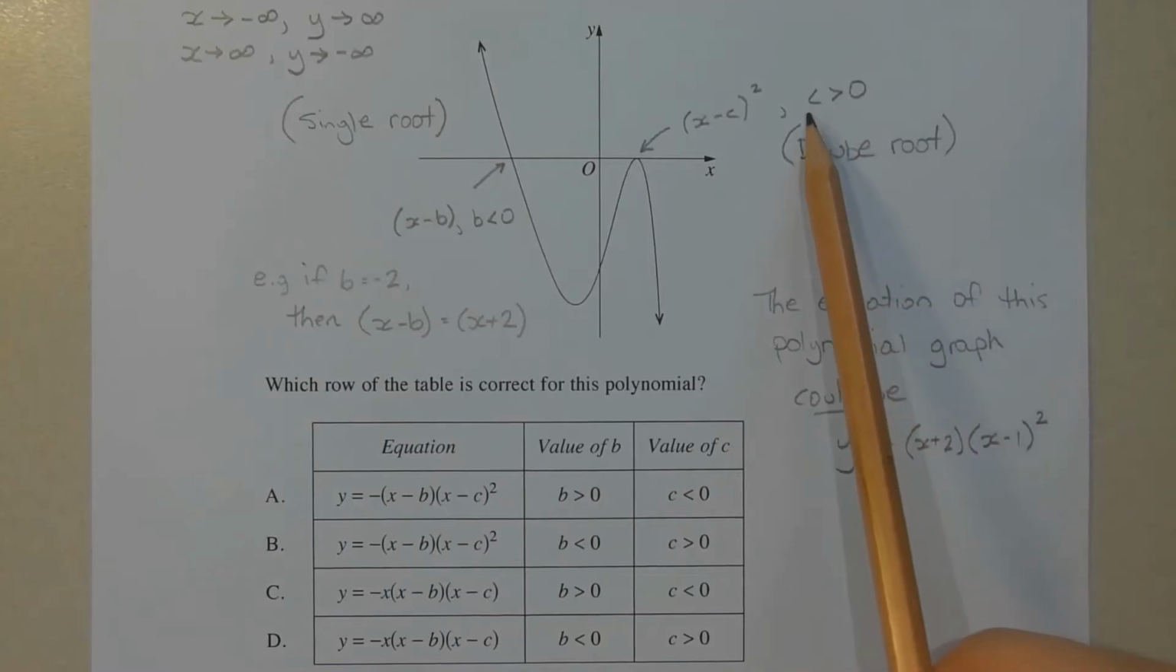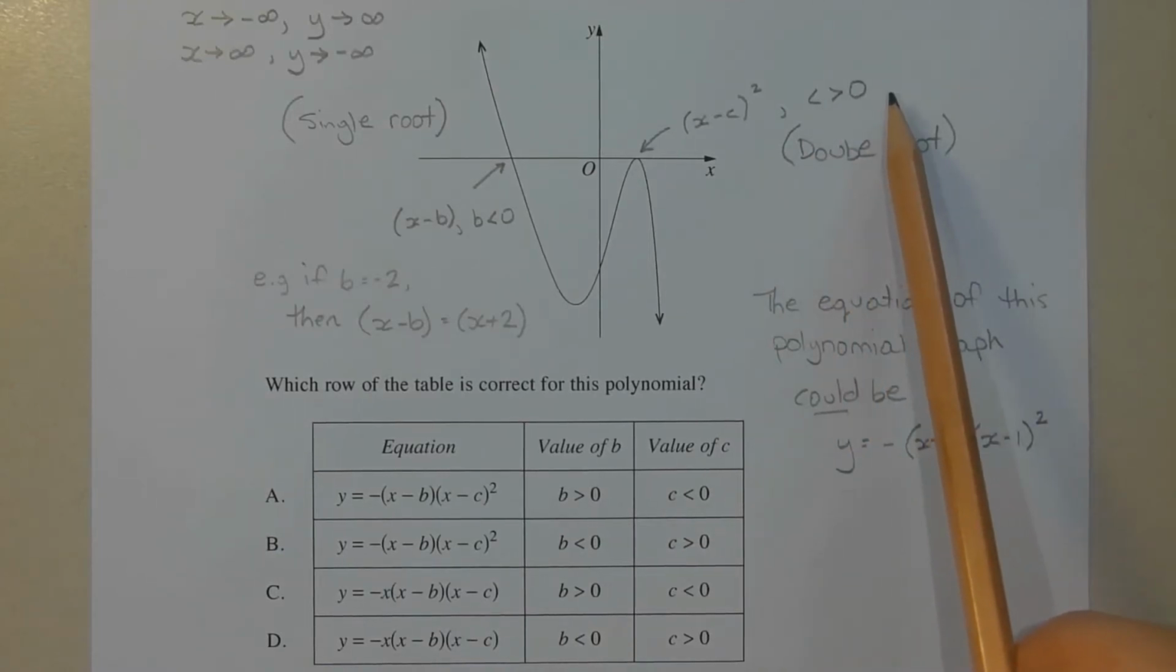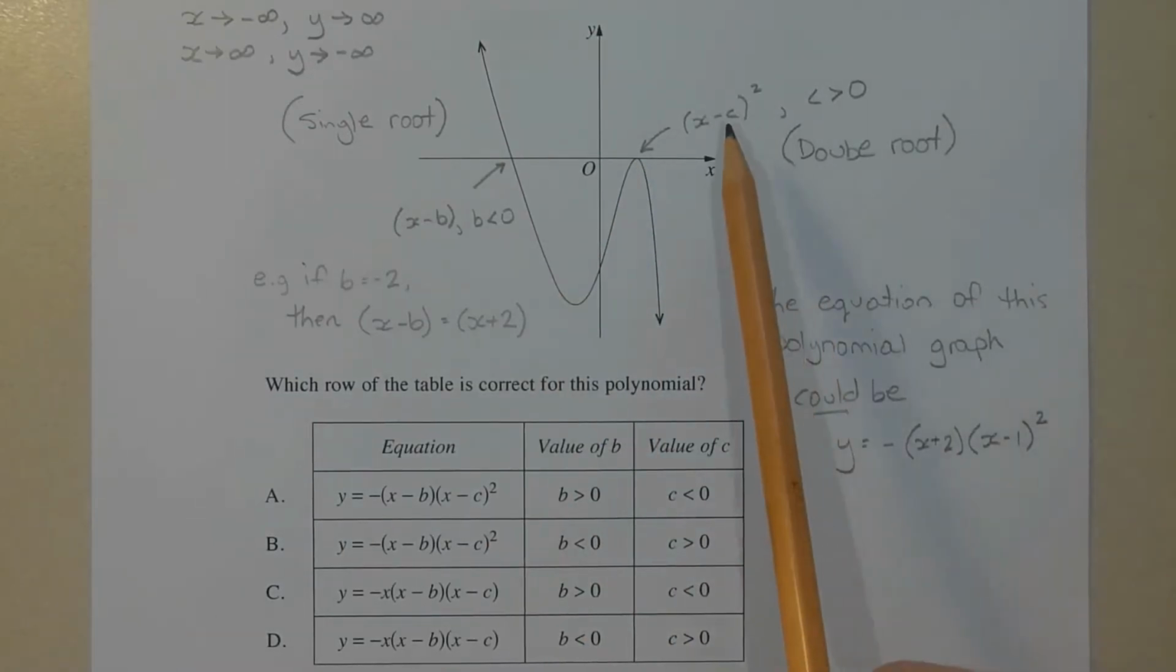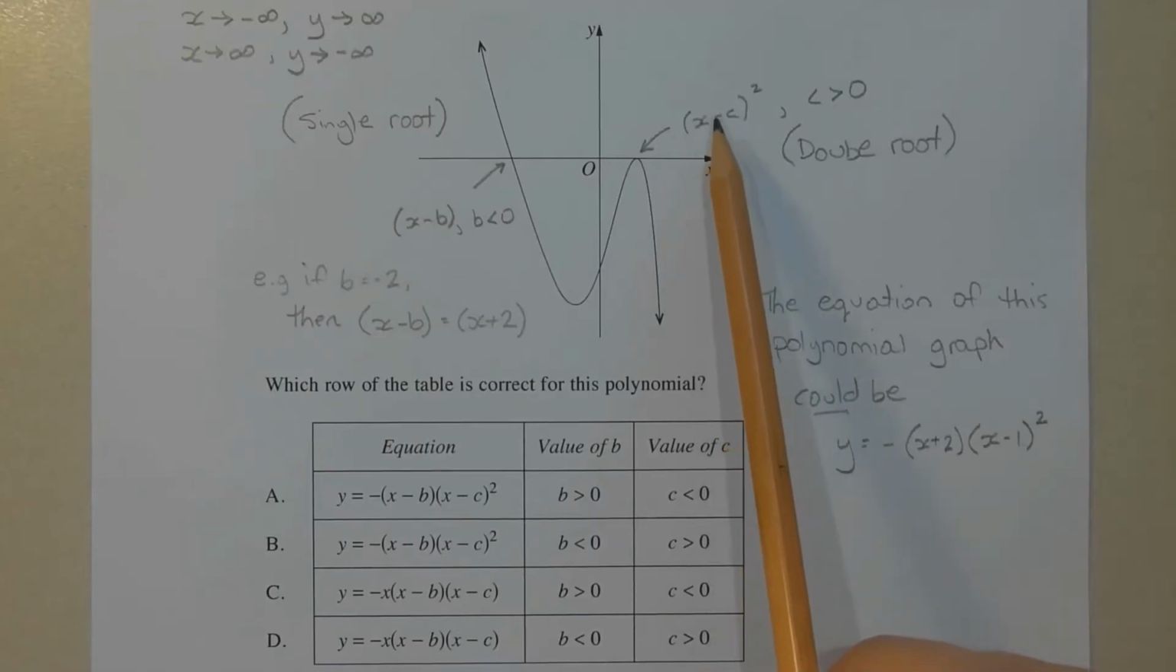Also, the value of c will be greater than 0 because this root is located to the right of the origin. And the factor is in the form x minus c, not x plus c.